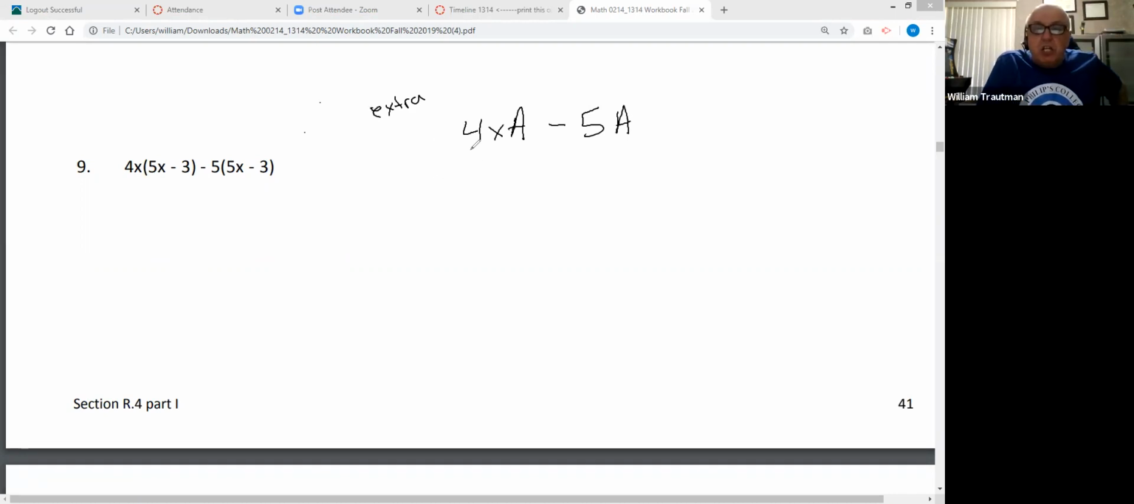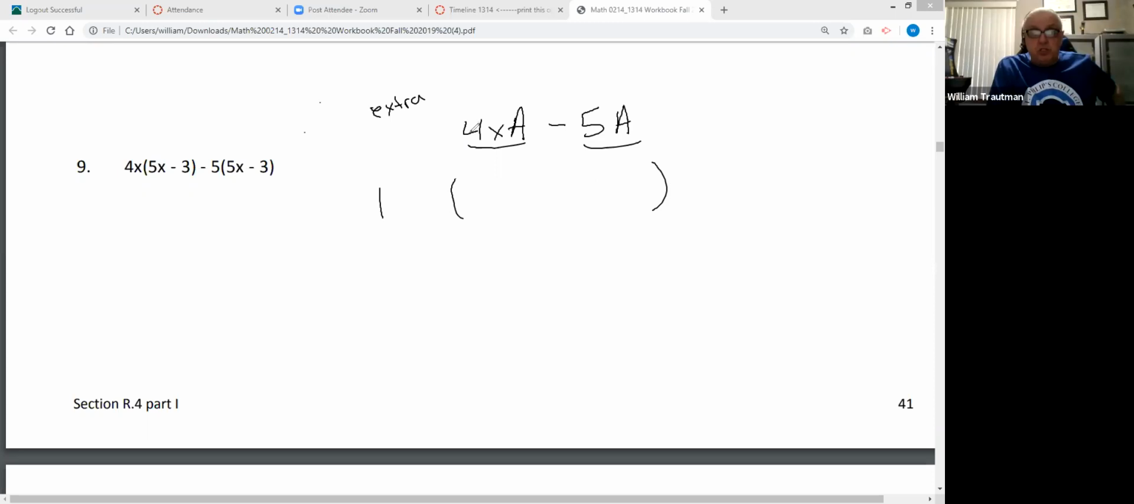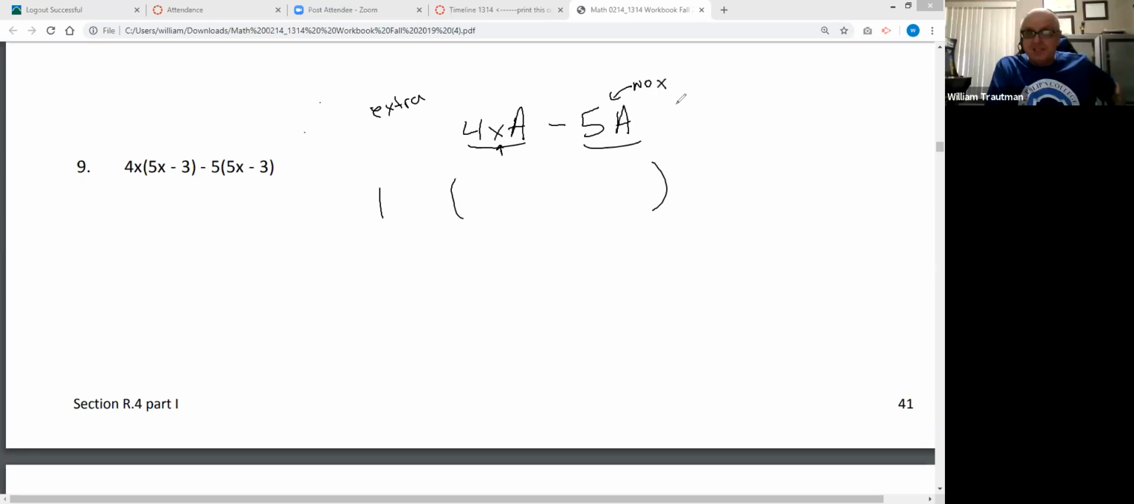So what is the lowest number that divides into both of these terms? 1. Because 1 times 4 and 2 times 2, but 5 is 1 times 5. 5 doesn't go into 4, so it's just 1. What is the lowest power X? There is no X. Just say no X. So I don't take X out.